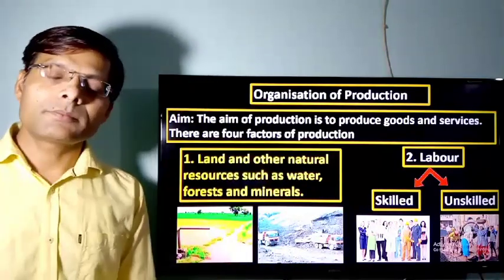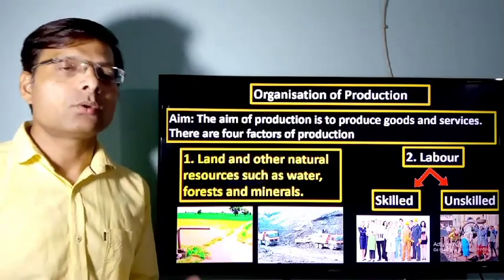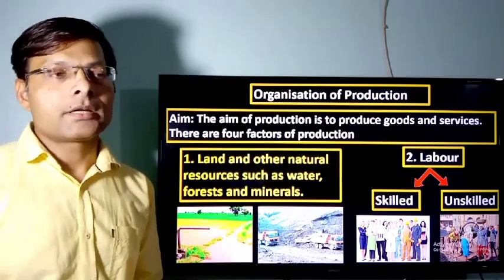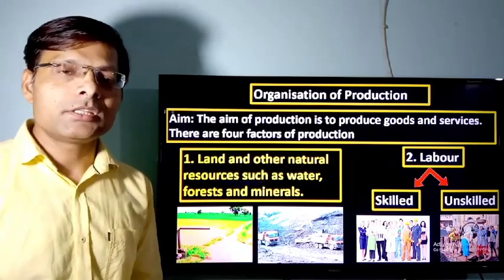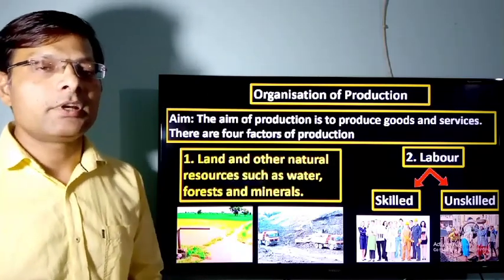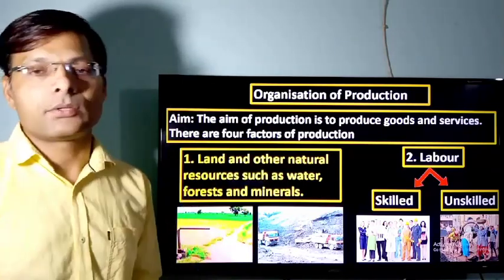Skilled means those who have training, who have done some diploma or training on how to operate things. Like a doctor knows how to cure diseases, like an engineer knows how to construct the building in the right way. So these are the things the skilled person knows.